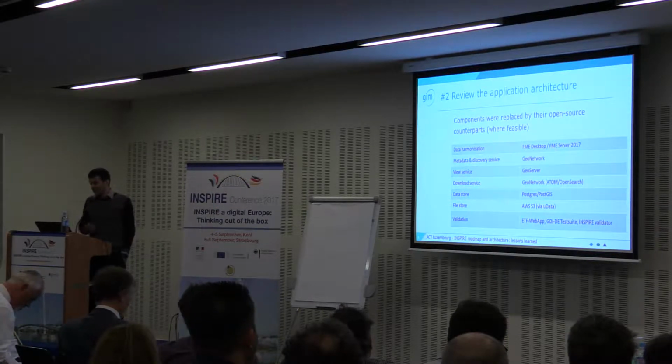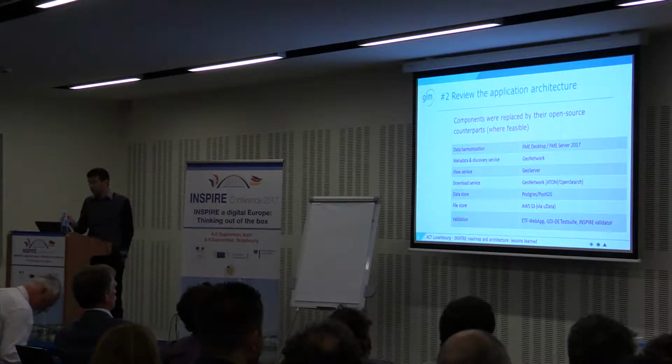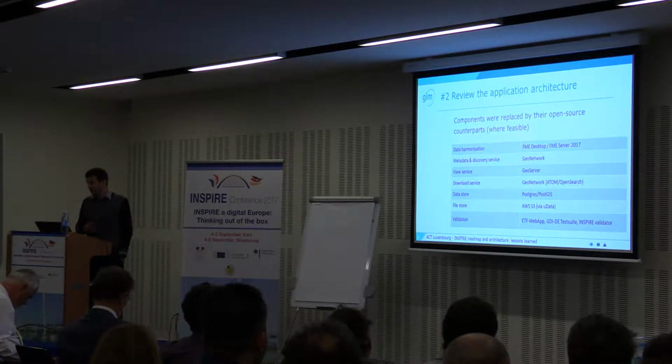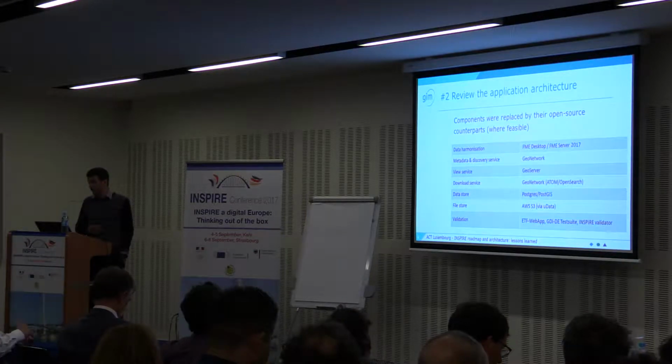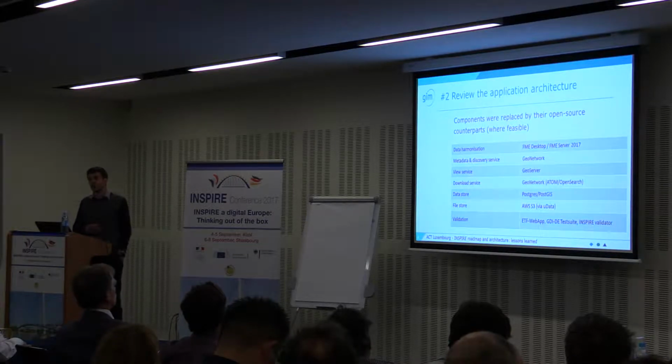They also asked us to review their application landscape. We made some choices, and we replaced some of their existing applications with open source components, where possible. For example, for the metadata and the discovery service, GeoNetwork will be used or is already used. For the view services, they switched from RGS for Inspire to GeoServer, because we could demonstrate that you can use these open source components to have Inspire conform network services.